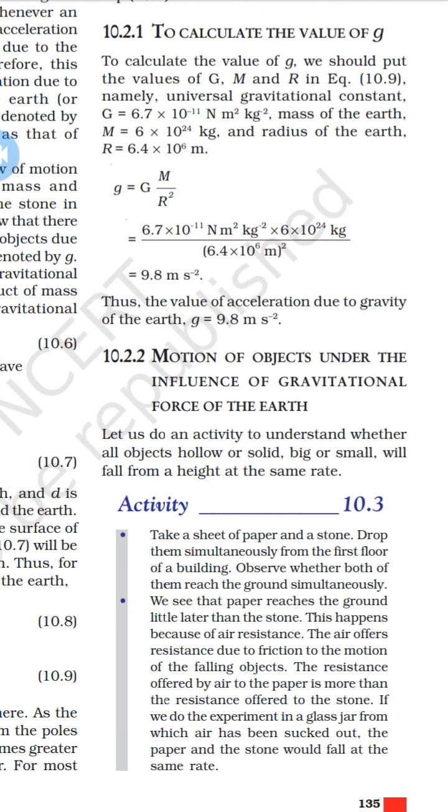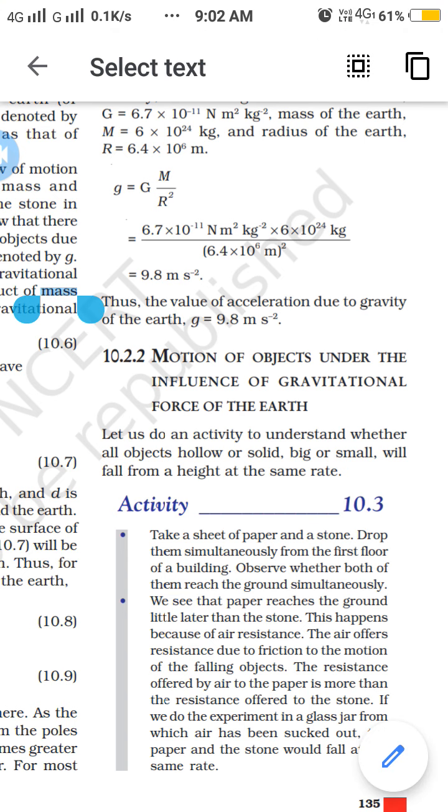small g equals capital G capital M upon r square, where small g is the acceleration due to gravity, capital G is the universal constant, capital M is the mass of the earth, and r is the radius of the earth. So in this topic, we calculate the value of g.